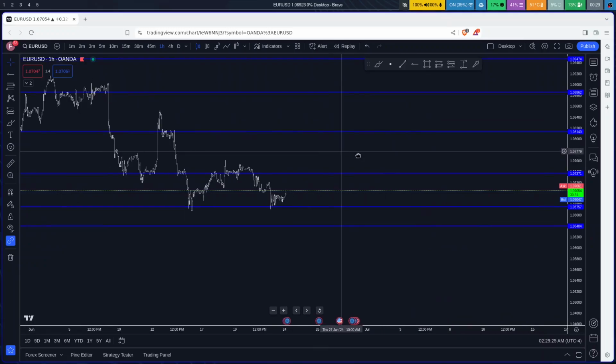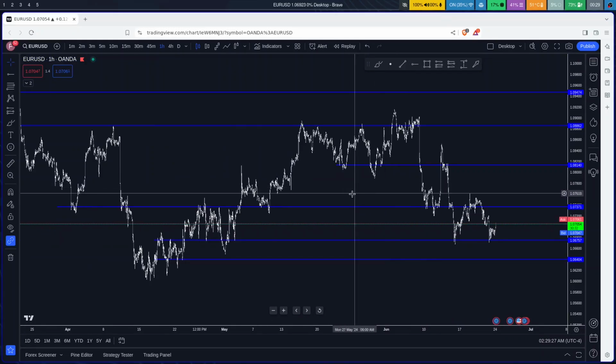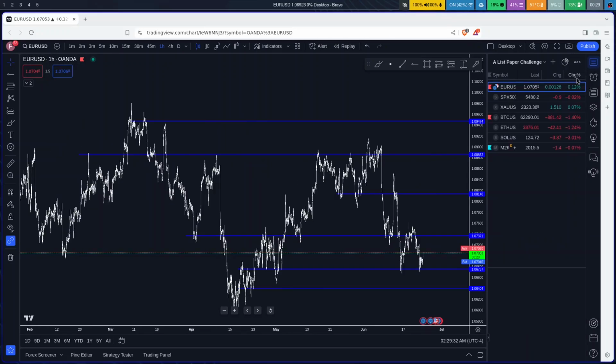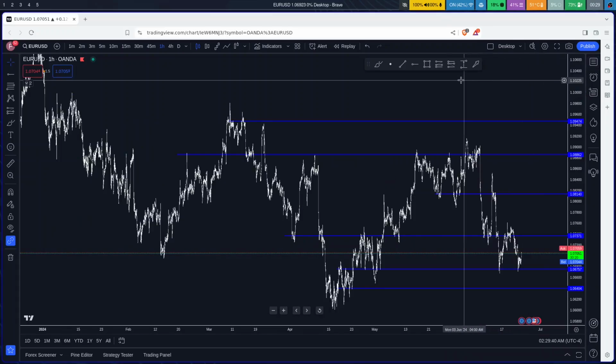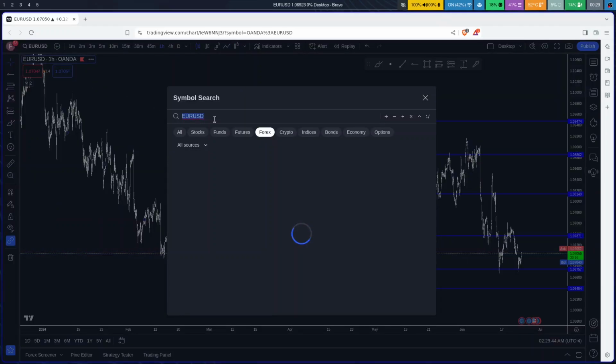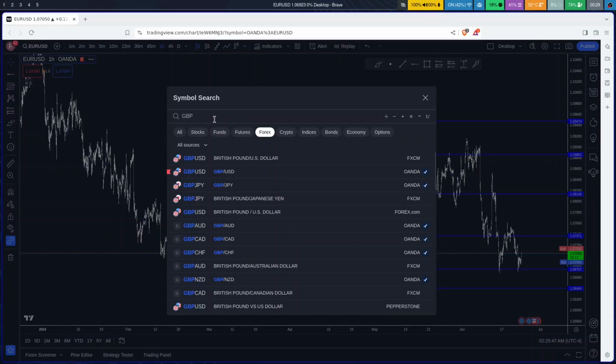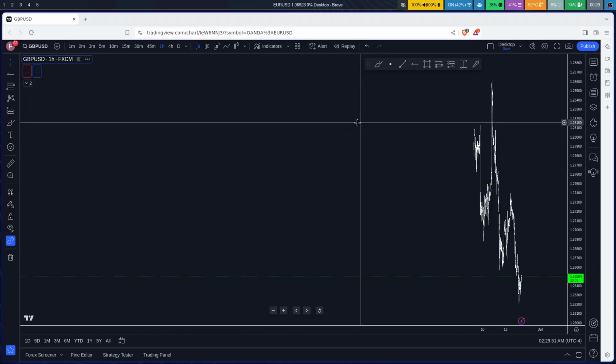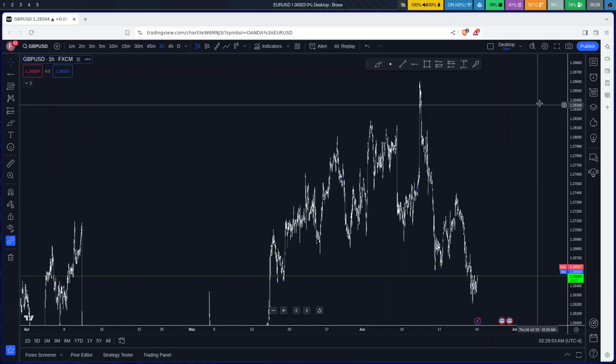So, let's go ahead and start with the clean chart. I'm not going to change this one, but, you know what? I'm going to pull it up this way. Let's go ahead and look at the cable, see what's going on with that one. And we'll start setting this up.